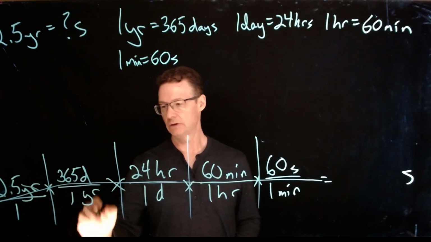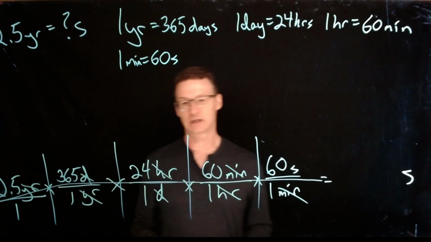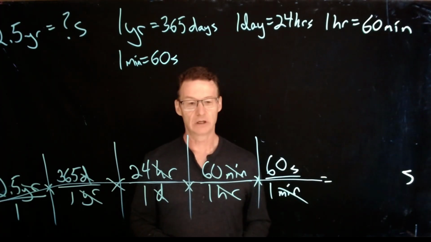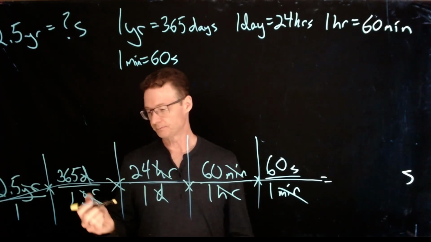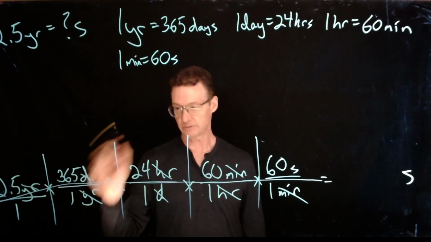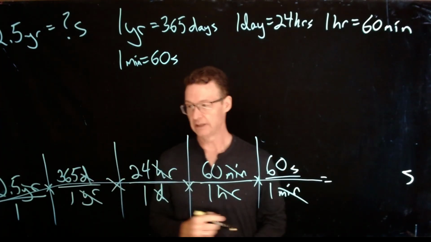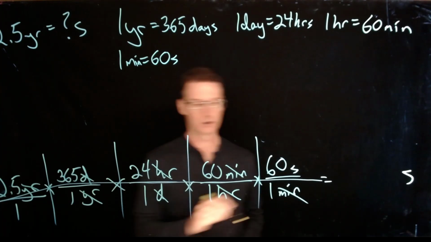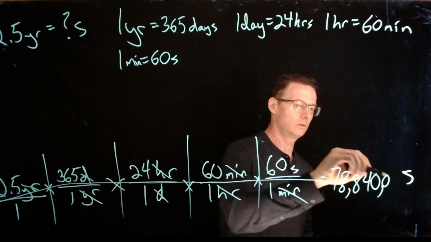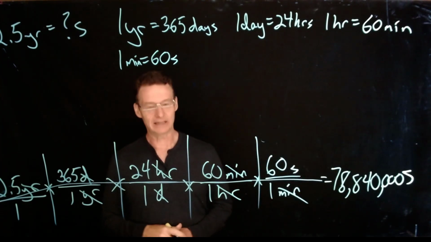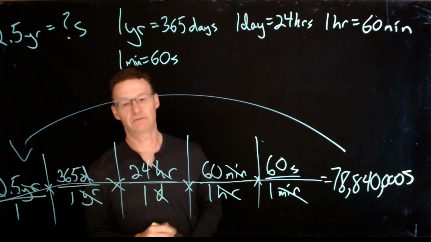I've got years and years, days and days, hours and hours, minutes and minutes. Seconds is the thing that doesn't cancel out, and that's what I wanted my answer to be. So that shows me that I probably set this up correctly. And from here, it's a matter of doing the math. So I multiply 2.5 times 365 times 24 times 60 times 60. All of that is going to be over 1. So the end result is just what I get when I multiply all of my numerators together, which is 78,840,000. Okay, so 78,840,000 seconds equals 2.5 years.